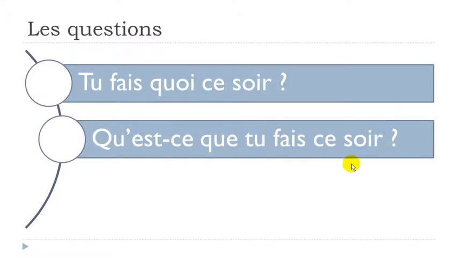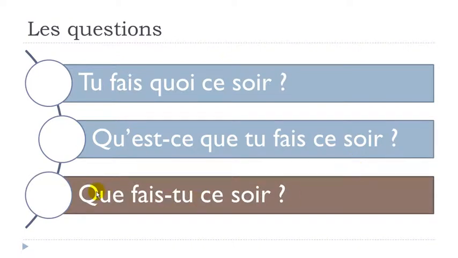All right? And the last one. As usual, we start with the que, what. Then we've got the verb, fais, so to do. Then you've got the subject, tu, ce soir, this evening. Que fais-tu ce soir? Okay, so let's see them one more time.